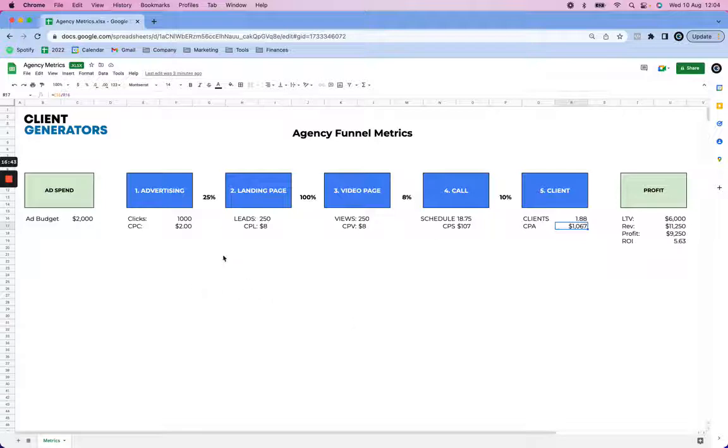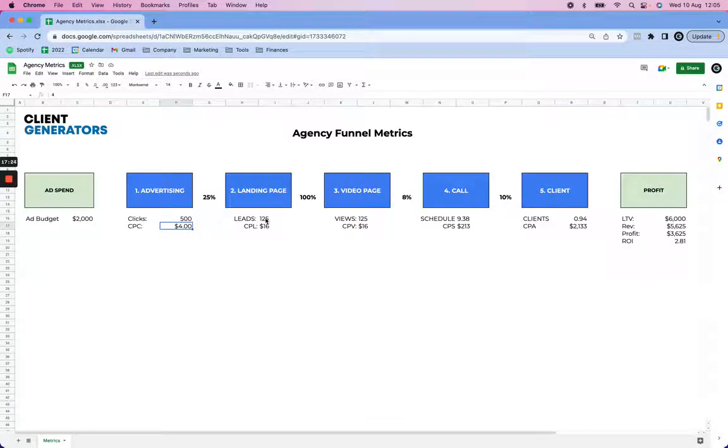Now, let's change this up a tiny bit here. Let's say the paid advertising became more expensive. Let's say, for example, our cost per click was $4, which meant instead of getting 1,000 clicks, we now got 500. We spent $2,000. Facebook decided to increase its prices, and our average cost per click was $4. This is pretty high for a cost per click, but let's just play worst case scenario here.